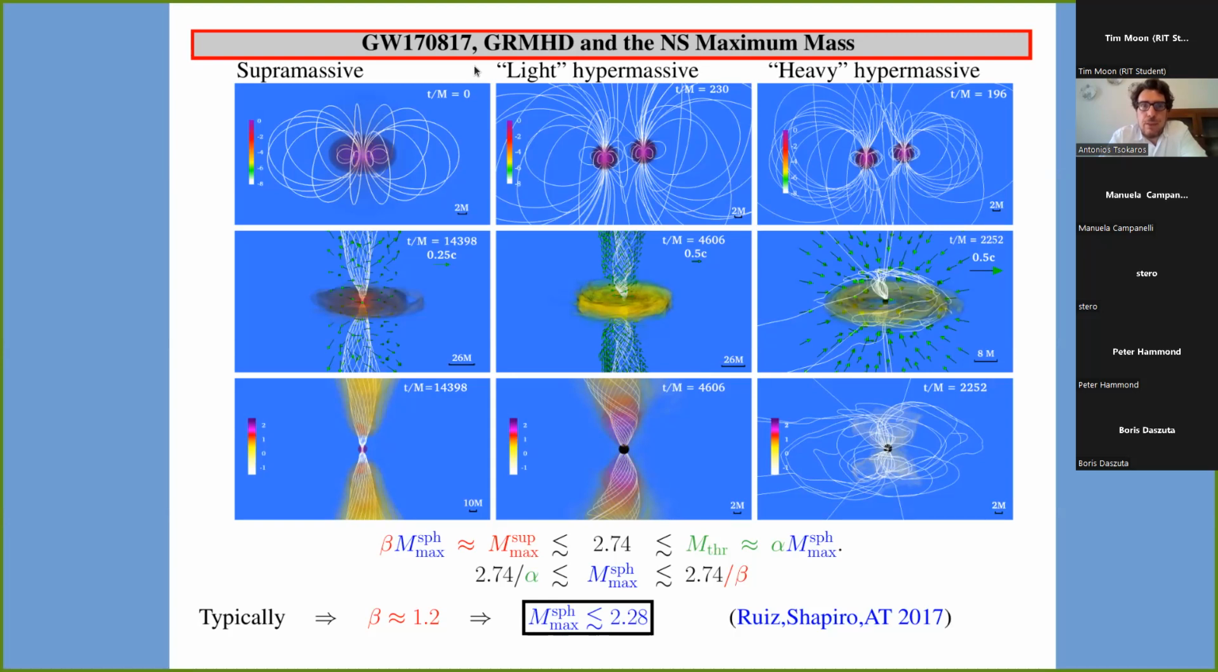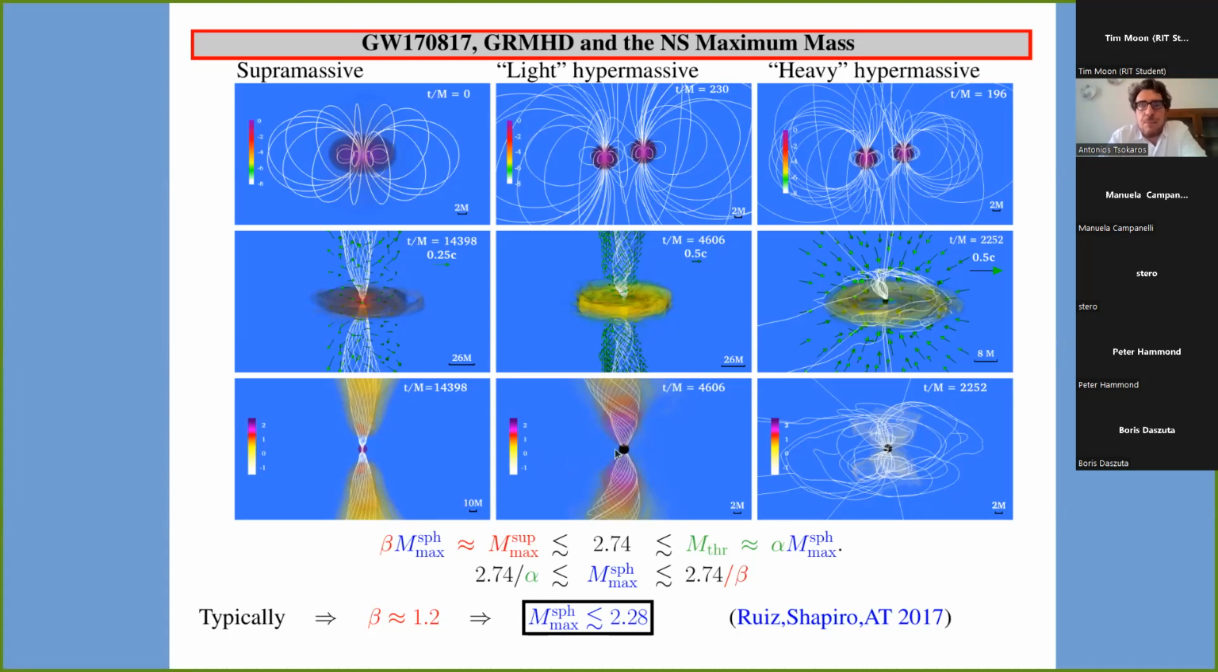In the first column is a supermassive simulation. In the second column is a light hypermassive, and in the third column, a heavy hypermassive. The outcome that you can see on the third row at the bottom is a star with some kind of collimation. And the color bar here is the force-free parameter b squared over 2 rho, which, as you can see, takes values of order 1 and therefore does not provide the conditions for the existence of a jet.